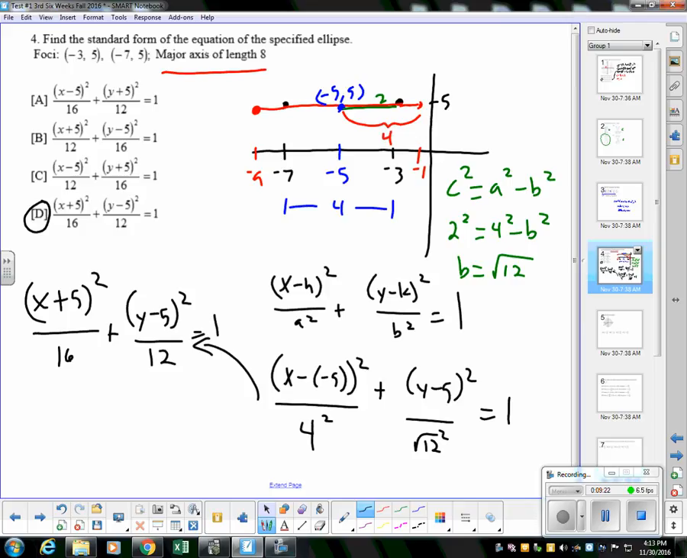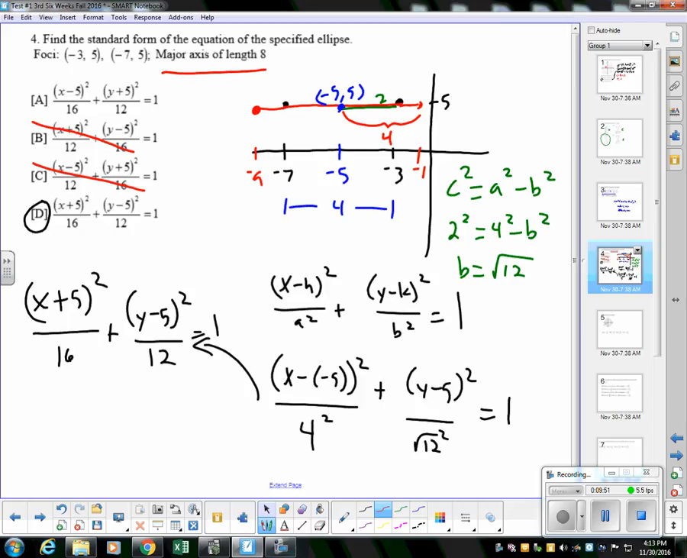Now, I could have shortened this up some. I could have actually figured out that if my major axis is horizontal, I could immediately eliminate B and C as answer choices. Immediately. Because in those cases, my a is located under the y. That would have made it vertical. We're horizontal. So just by simply looking at that, I could have eliminated B and C altogether.